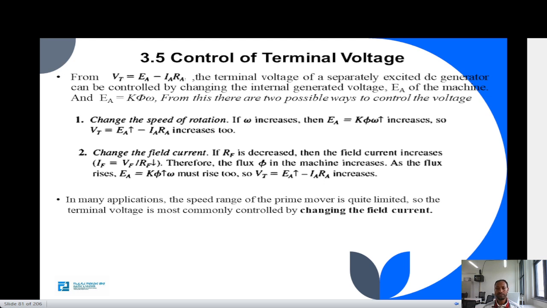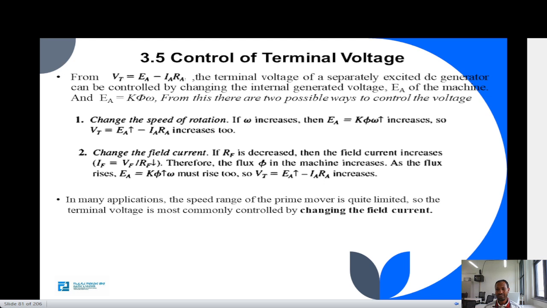So the next point is control of terminal voltage. How can we control the terminal voltage of our DC generator? In order to know the methods of control, we have to remember the EMF equation for our DC generator, particularly the separately excited DC generator. From the equation Vt equals Eg minus IaRa, the terminal voltage of a separately excited DC generator can be controlled by changing the internal generated voltage of the machine.